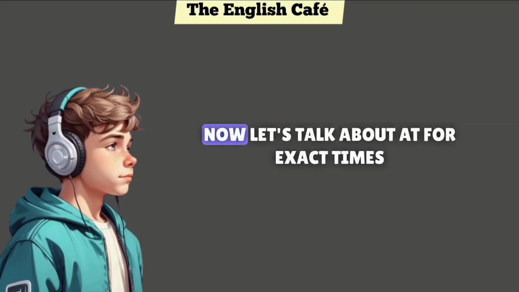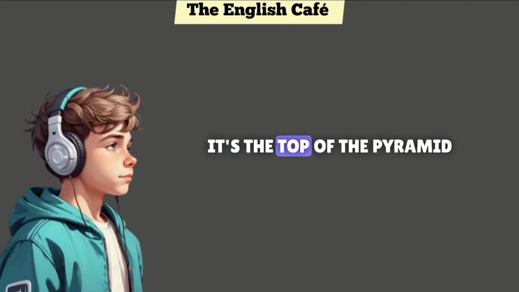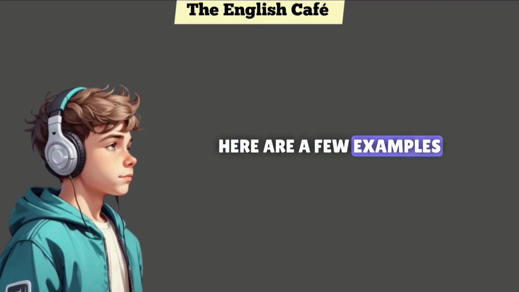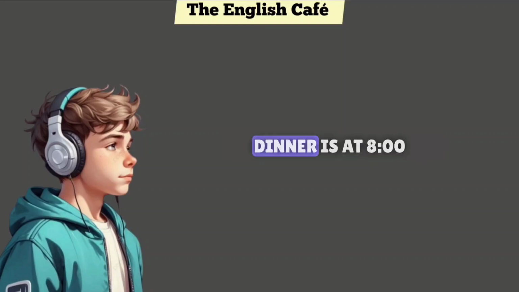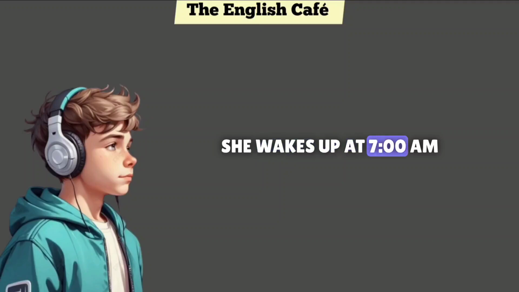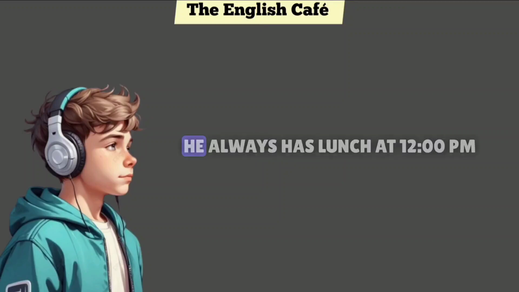Okay. Now let's talk about at for exact times. It's the top of the pyramid. Okay. Very specific. Here are a few examples. Let's meet at 3 o'clock. The movie starts at 6:30. Dinner is at 8. You see they are all exact times. She wakes up at 7 o'clock a.m. He always has lunch at noon.